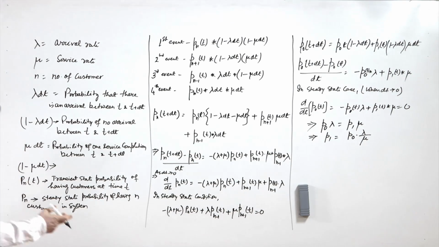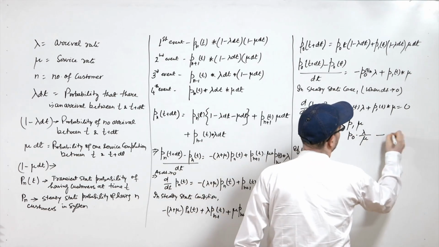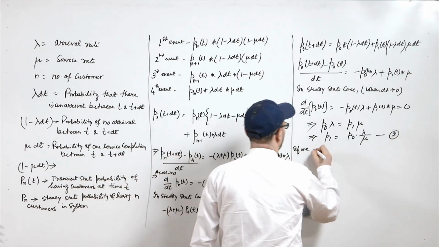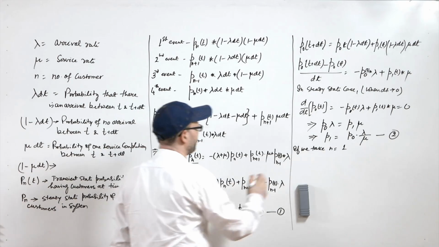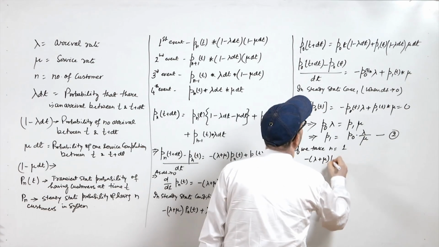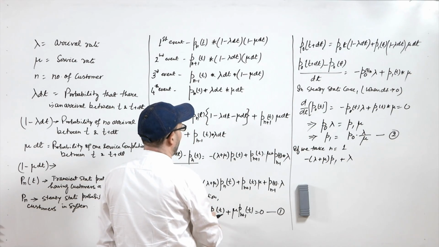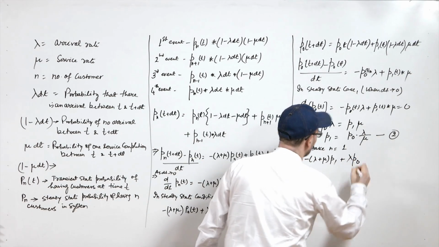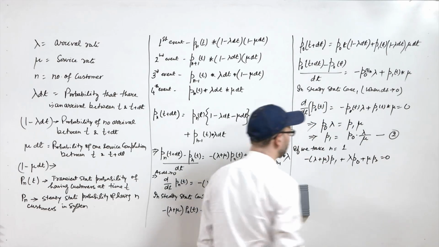Now, if we use this expression further by putting n equal to 1, taking this expression as 1 and this as 2, then this expression becomes minus of (lambda plus mu) into P n (t), where n is 1, so P 1, plus lambda into P 0, plus mu into P 2, will be equal to 0.